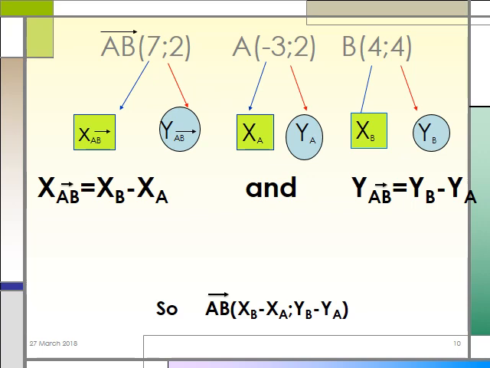Vector coordinate. Vector AB of coordinate 7 and 2. X of AB is 7, Y of AB is 2. XAB equal XB minus XA, YAB equal YB minus YA. So the coordinate of vector AB is XB minus XA and YB minus YA.